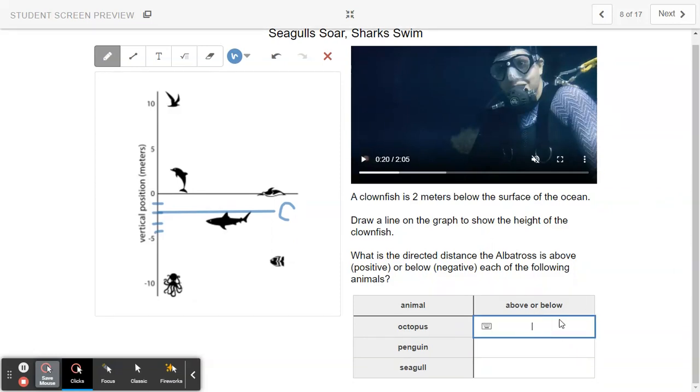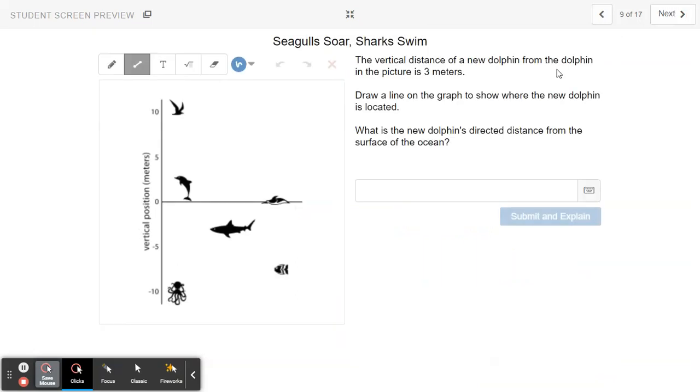And again, the octopus is at negative 10 because it's underwater. The penguin is at sea level, so it's 0. And the seagull is above, so it's 10 because it's a positive. It's above. Okay. All right.